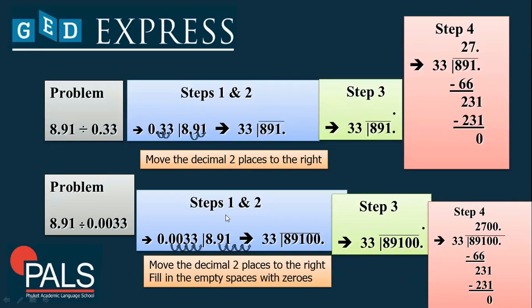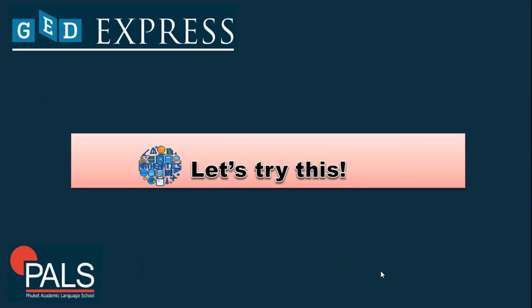Now, suppose we have here this problem again. We do it like that one, and then this one. So we move the decimal 2 places to the right, since we are considering the number that we have in here. So, for example, we have 8.91 divided by 0.0033. So we move the decimal on that end, so that will give you 891, and then you add 2 zeros and then the point. So we move the decimal 2 places to the right to fill in the empty spaces with zeros.